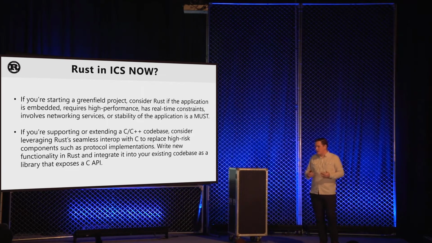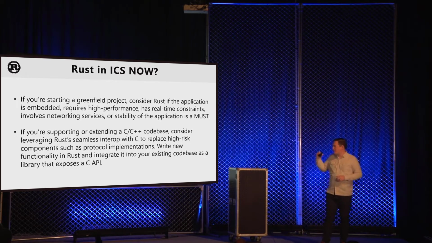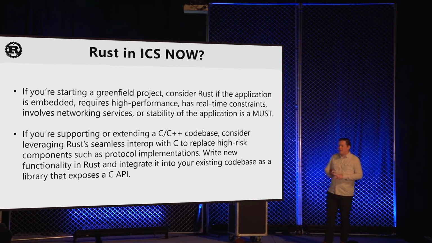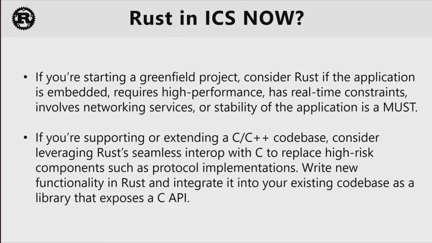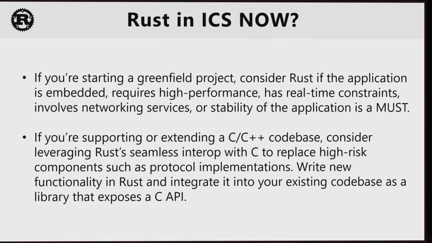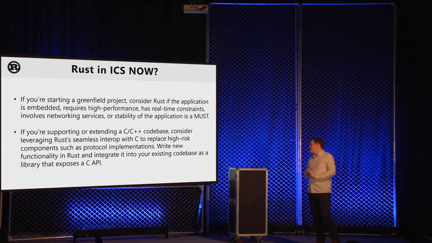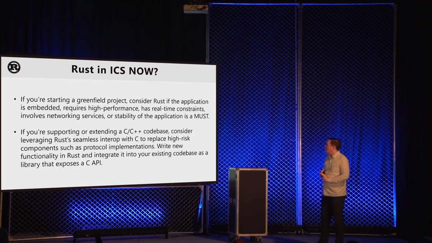When is Rust a good fit in ICS? I'll really focus on the second example, but if you have a completely greenfield application that has certain requirements, like it needs to be fast, real-time, low memory, you need really good guarantees of stability, I think Rust is a good fit. The second use case, though, I think is more attractive for a lot of vendors in this space.